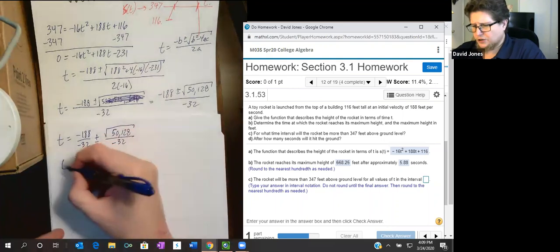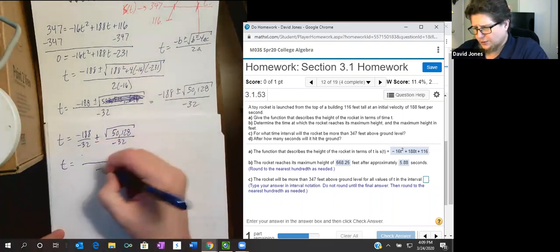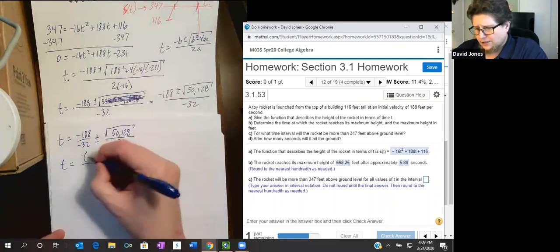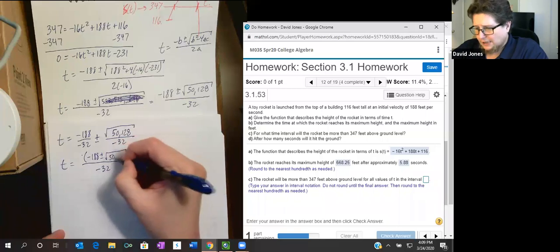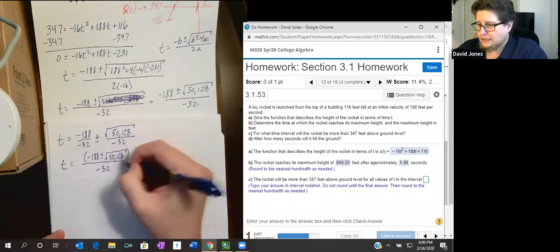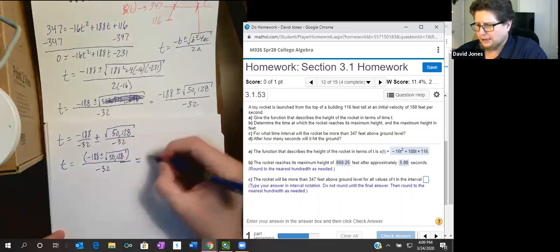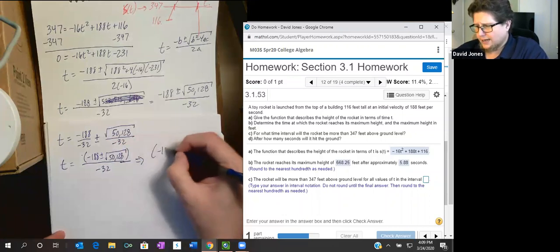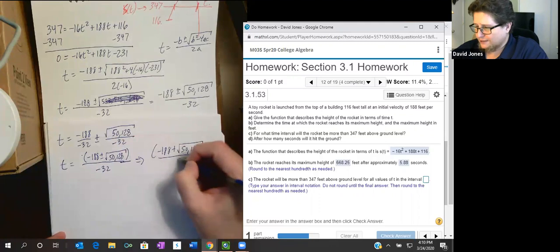This might even be easier just doing them like this. Leaving it over negative 32 and dividing by the end. Doing negative 188 plus or minus the square root of 50,128. So let's do the positive one. Negative 188 plus the square root of 50,128 over negative 32.